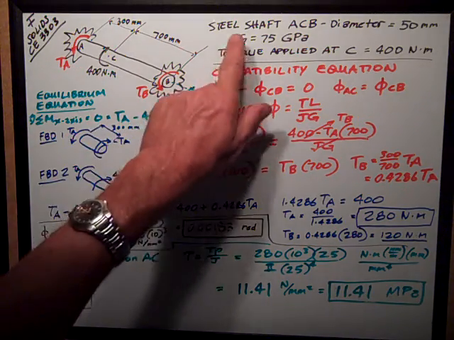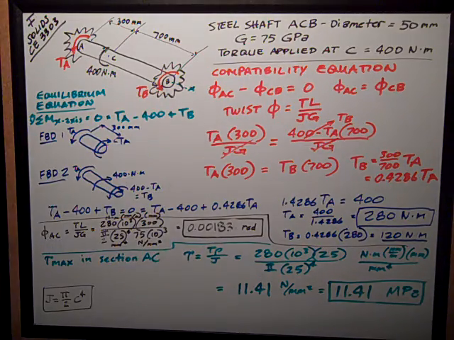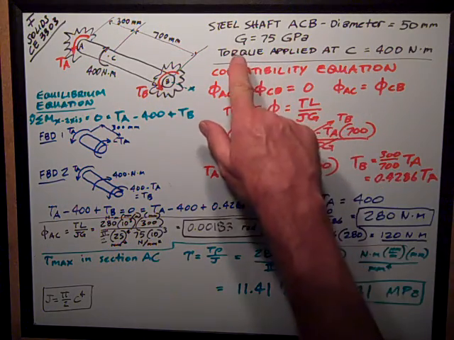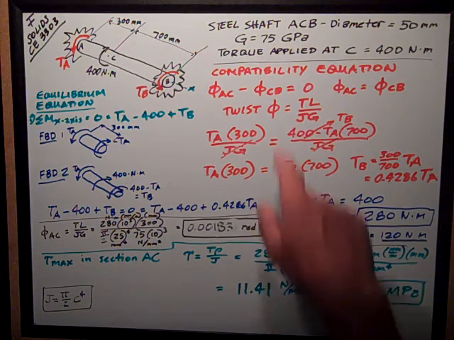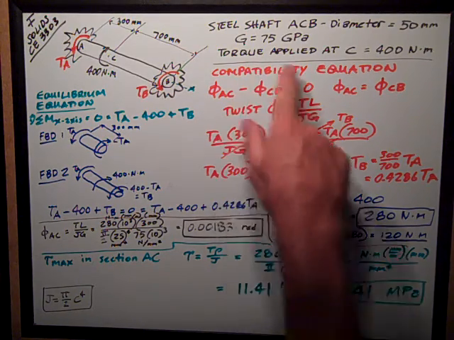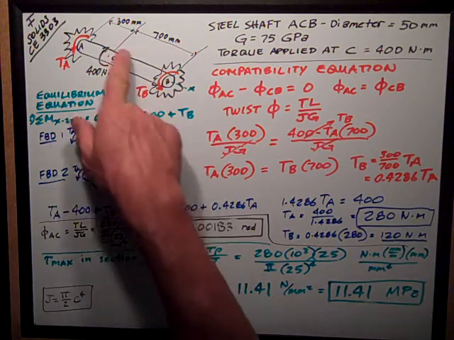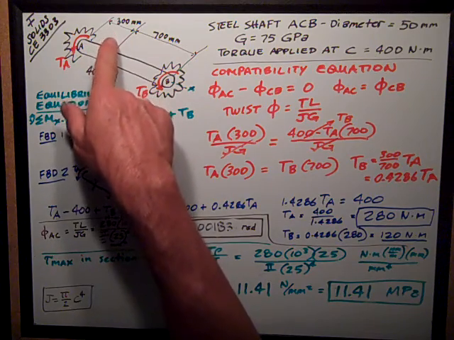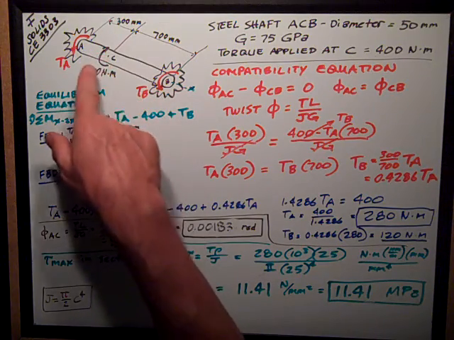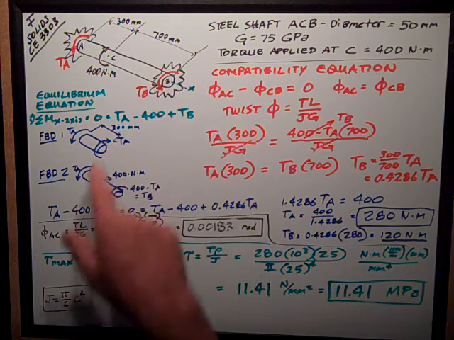I have a solid steel shaft, ACB, of diameter 50 millimeters with a shear modulus of 75 gigapascals with a torque applied at point C of 400 Newton meters. The thing's a meter long in 2 sections, 300 millimeters at the A end, 700 millimeters long at the B end.